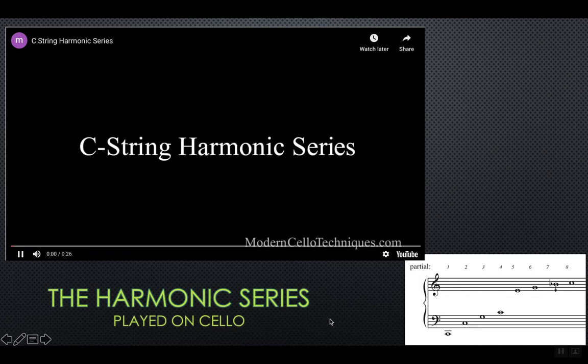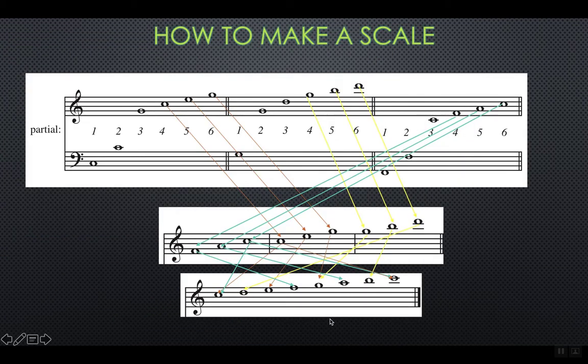Okay. So let me show you this. I know it looks like there's a lot of lines here, but I think it'll be less confusing. What I've done is I've taken the C harmonic series. I shifted it up an octave here, but it's C, C, G, C, E, G. Harmonics 4, 5, and 6, I'm only going up to the 6th one.